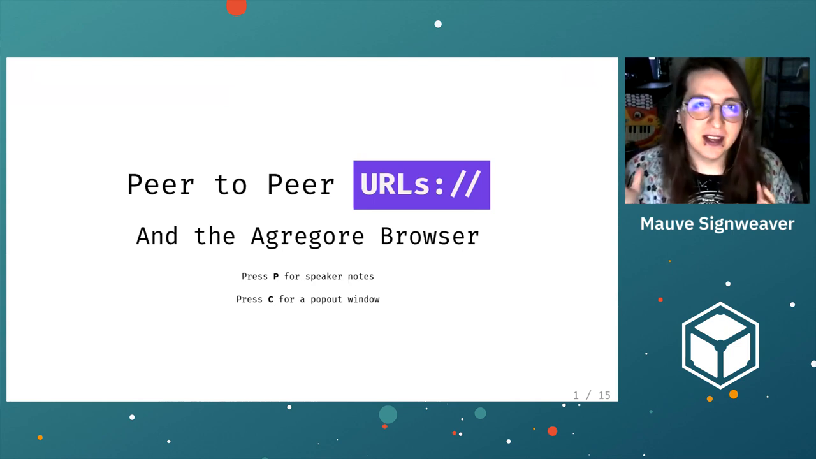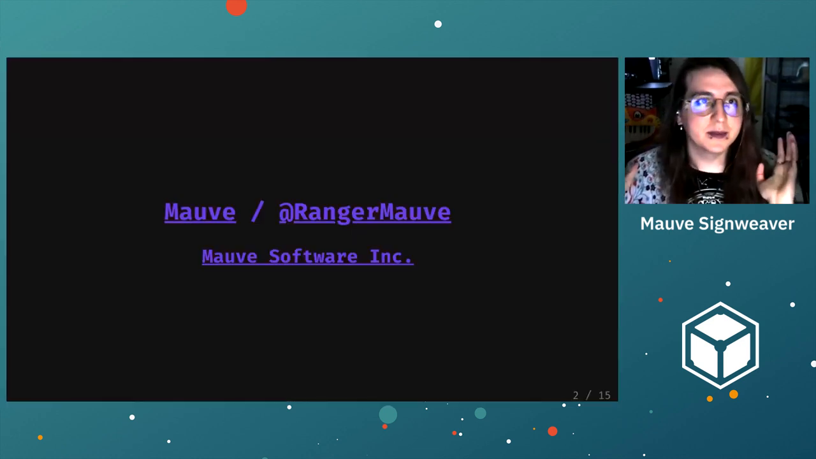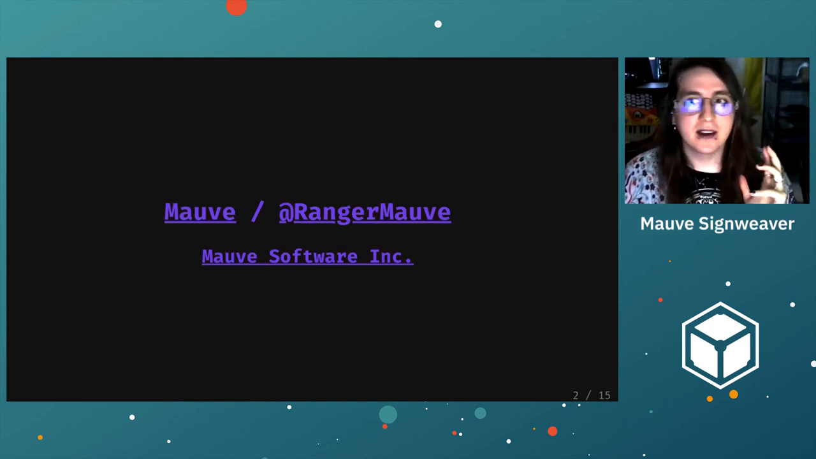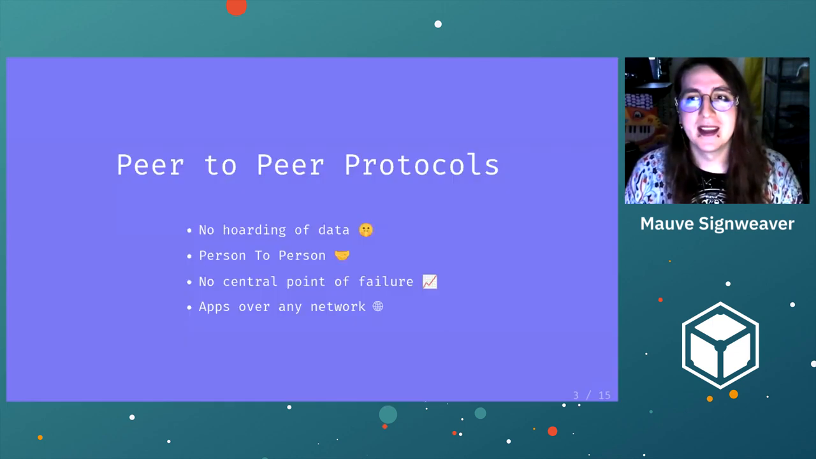I'm going to be talking about mixing different peer-to-peer protocols with the web with Aggregor. I'm Mauve. My pronouns are they, them. Everywhere on the internet, I'm at Ranger Mauve. And I do consulting for decentralized software with Mauve Software Inc., which is pretty much just me.